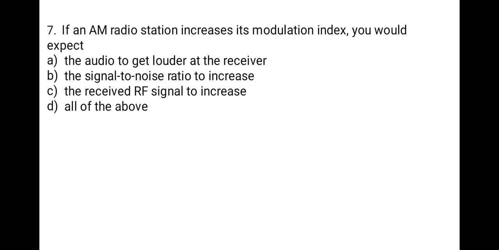The next question, if an AM radio station increases its modulation index, you would expect. First option, the audio to get louder at the receiver. Second, the signal to noise ratio to increase. Third, the received RF signal to increase, and last one is all of the above. And the correct option is D.